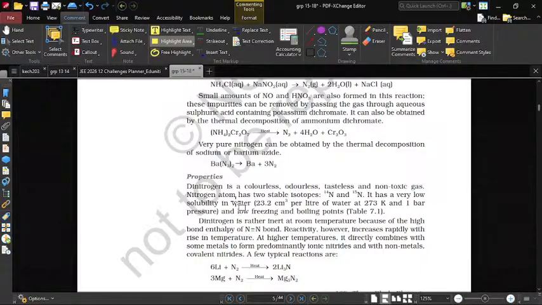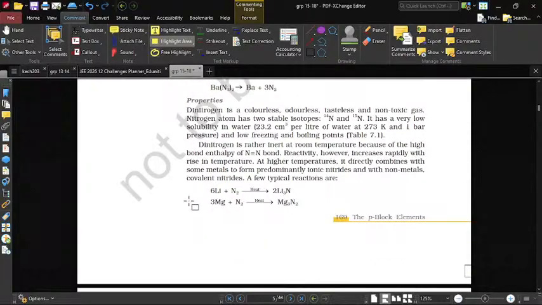Dinitrogen is rather inert at room temperature because of the high bond enthalpy of the N triple bond N. Reactivity, however, increases rapidly with rise in temperature. At higher temperature, it directly combines with some metals to form predominantly ionic nitrides, and with non-metals, covalent nitrides. A few typical reactions are 6Li plus N2 on heating will give 2Li3N, and 3Mg plus N2 will give Mg3N2.